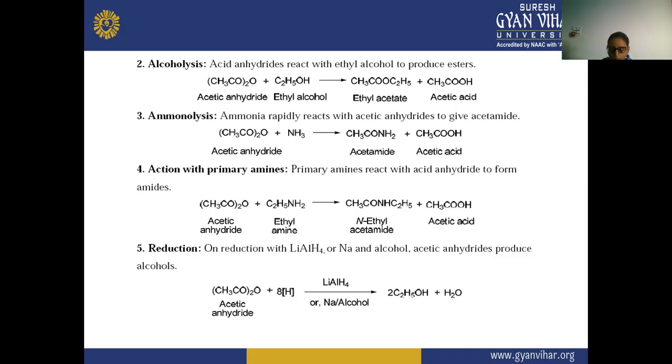Next is ammonolysis. In this, there is a lysis of ammonia. Ammonia rapidly reacts with acetic anhydride, and there is a formation of acetamide. So acetic anhydride plus ammonia forms acetamide plus acetic acid. Here you can see there is a formation of acetic acid.